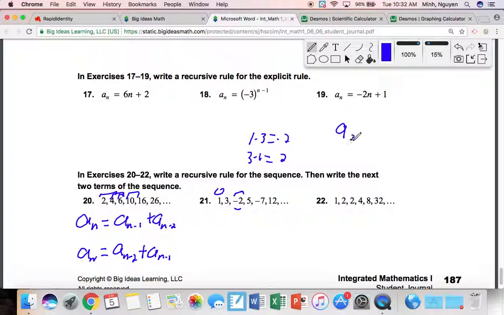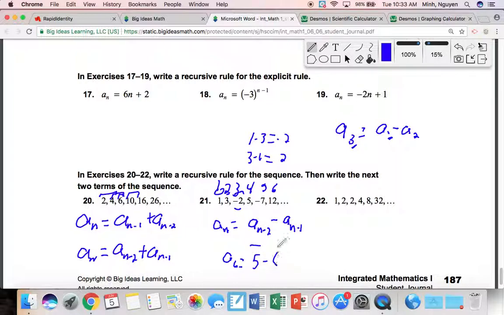So a of 3 is equal to the second term minus the third term. Oh, no, I wrote that wrong. It's the first term subtracting the second term. So a of n, careful now, starting from 3, how do I get 1? I have to subtract 2, right? So n minus 2 minus the one right before it, n minus 1. So let's check 6. The sixth term, I have to take the fourth term and subtract the fifth term, and I get 12, which is correct.